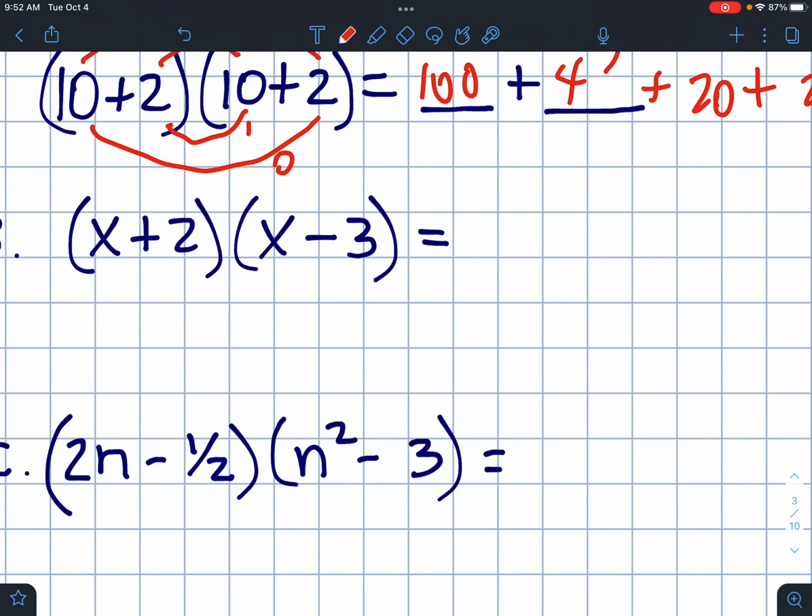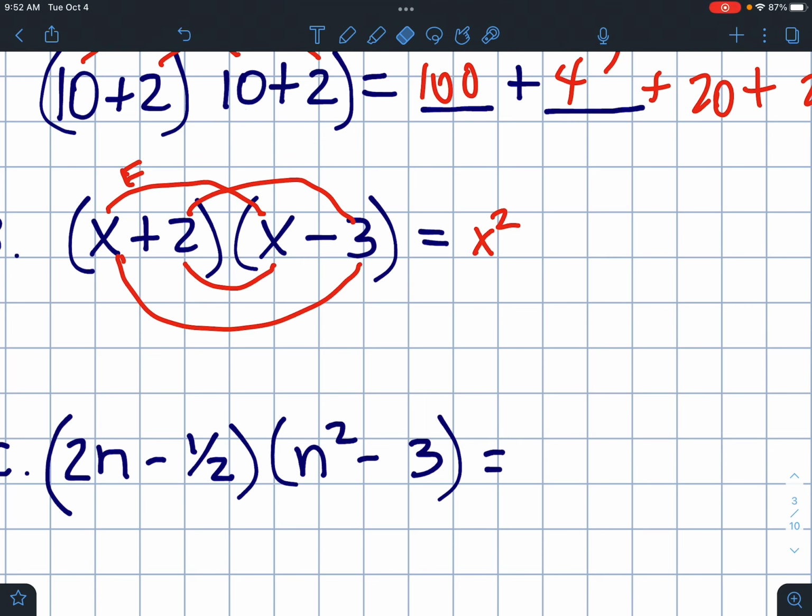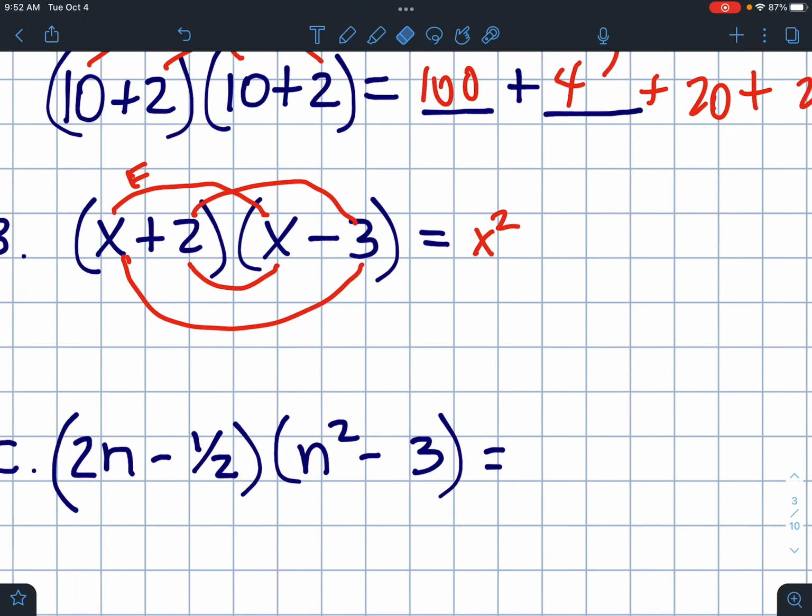x plus 2 times x minus 3. We're going to take x times x. We're going to take 2 times negative 3. 2 times x times negative 3. So we got all 4 of them. So x times x is x squared. I'm going to save the 2 times negative 3 for the very last.